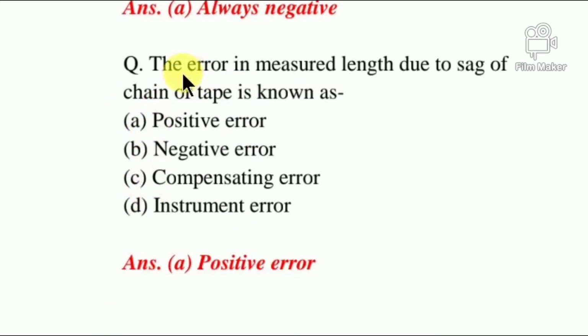The next question: the error in measured length due to sag of chain or tape is known as positive error, negative error, compensating error, or instrument error. Now how to get this? Now we know that sag correction is always negative. So if the correction is negative, our error will be positive. So our option will be option A, positive error.